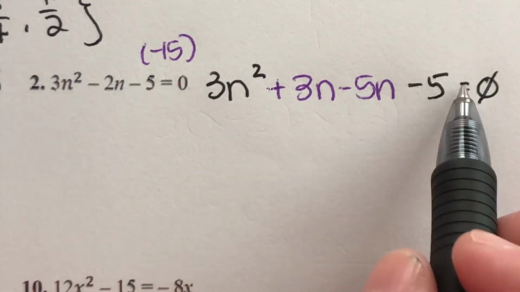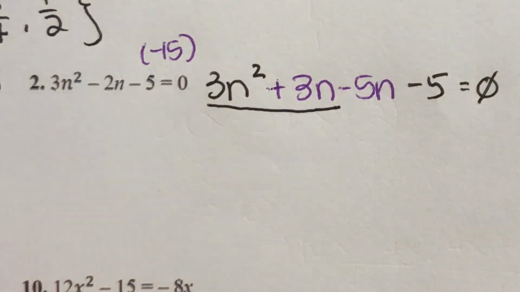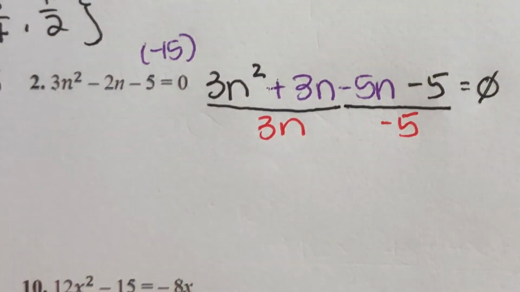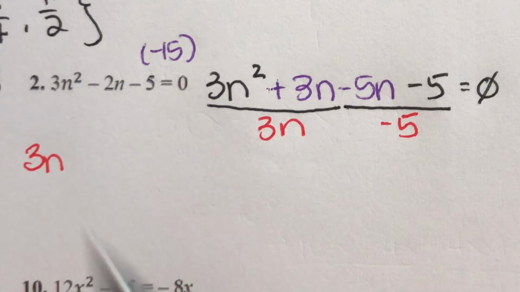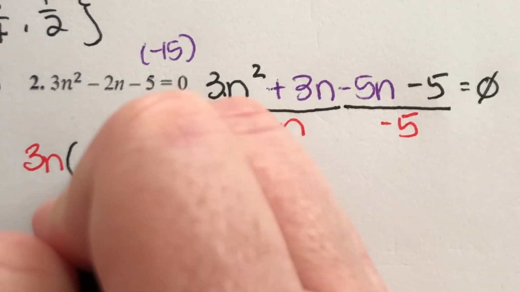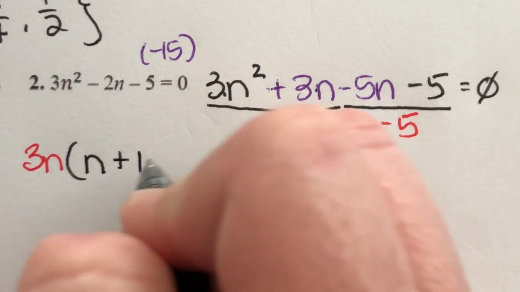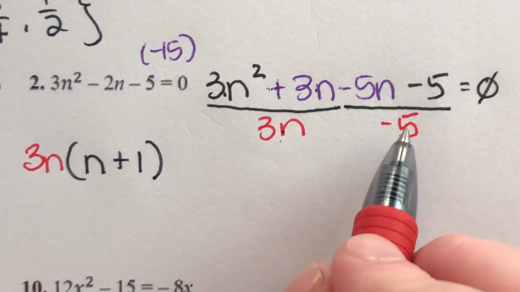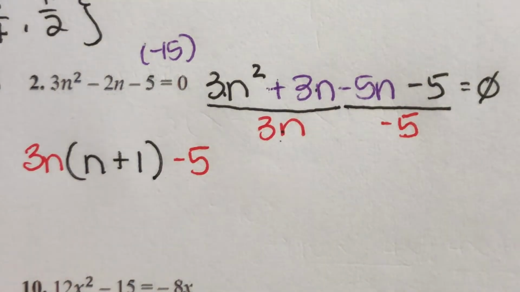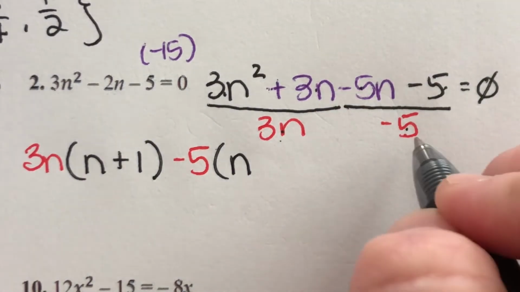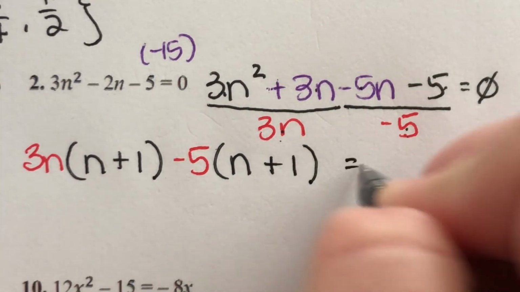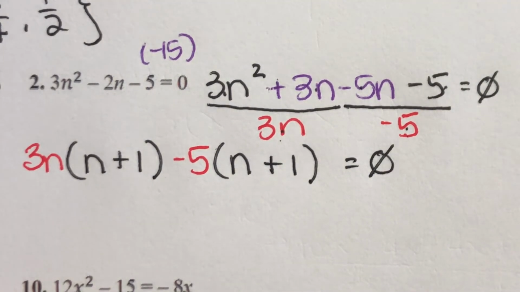Then I want to group them: first two, last two. These first two I can divide by 3n. These second two I can divide by -5. Okay, so then I'm going to rewrite that. I'm going to write 3n in front, and everything left over after I divide. 3n squared divided by 3n is n. 3n divided by 3n is 1. When you divide something by itself, it's always 1. Then I put this -5 out front, and everything left over after I divide. -5n divided by -5 is n. -5 divided by -5 is +1. And that's equal to 0. And then you can see my parentheses match.